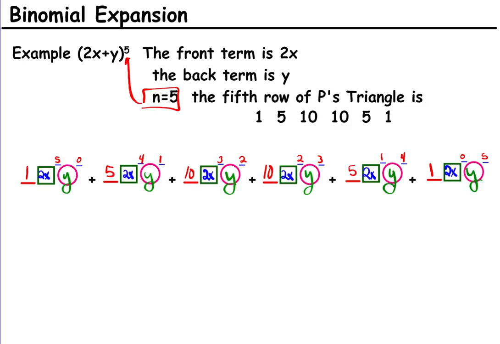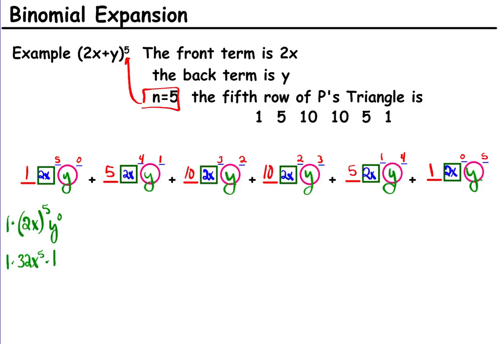Now, we're going to take each term and look at it and do a little bit of multiplication. I have 1 times 2x to the 5th power, y to the 0 power. All right, so this is 1 times 2 to the 5th power, which is 2 times 2 is 4, times 2 is 8, times 2 is 16, times 2 is 32. This is 1 times 32 x to the 5th times 1, because y to the 0 power is 1.